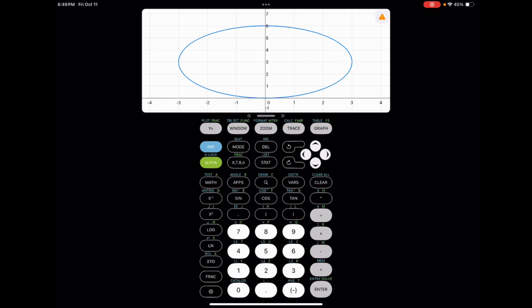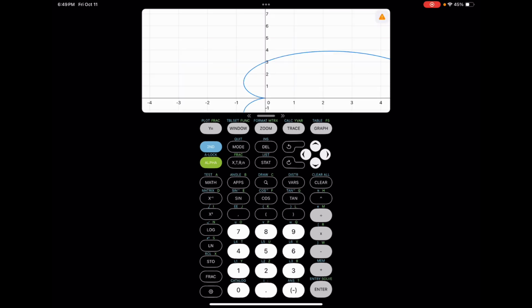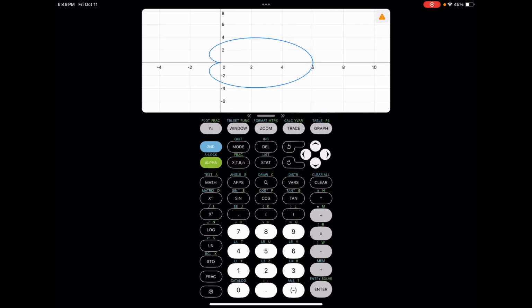Okay, we can graph more r equations. So we can click 3 plus 3 times cosine theta. We graph it. Okay, oh, this is the heart shape. It's like a heart. So later we are learning the heart shape.